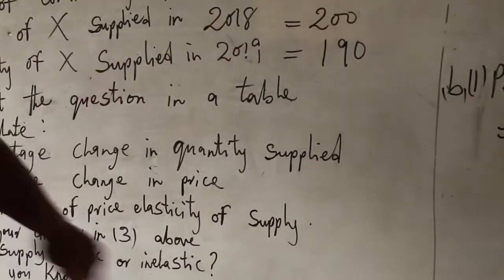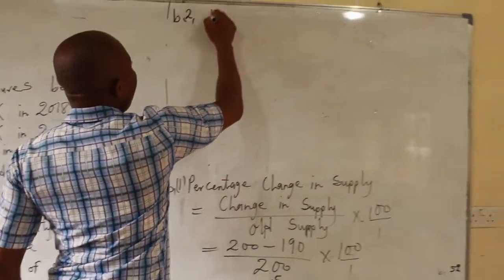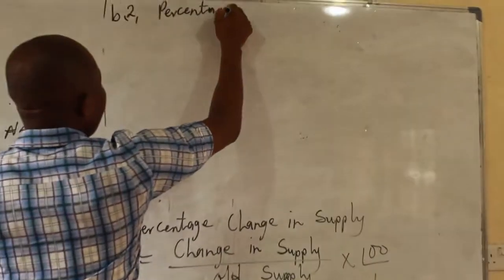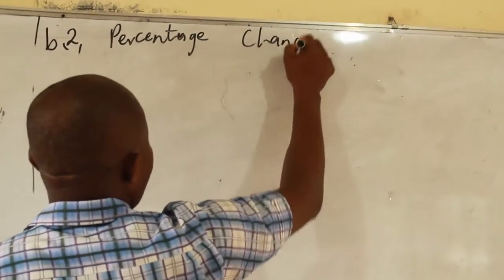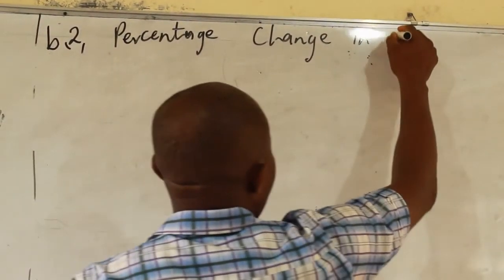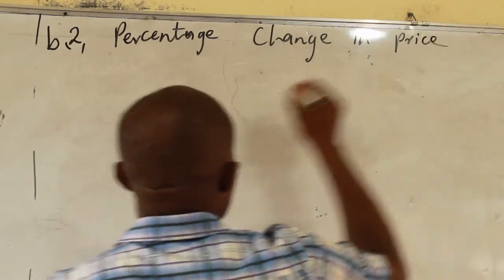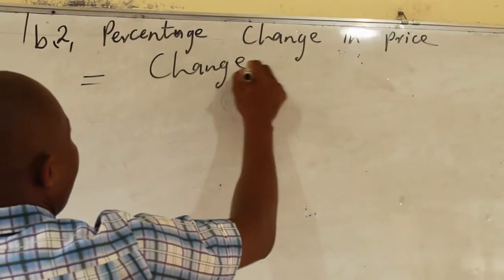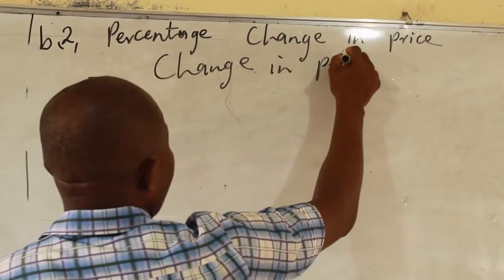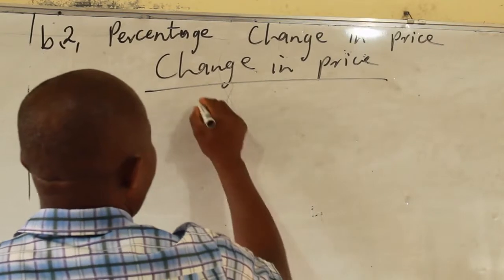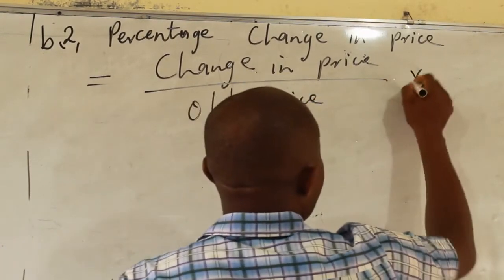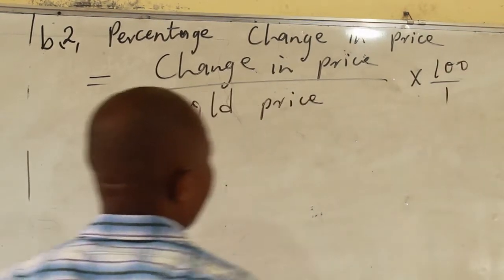Now we are going to go to our B2, where we are asked to calculate the percentage change in price. B2, percentage change in price, which is change in price over old price times 100 over 1.